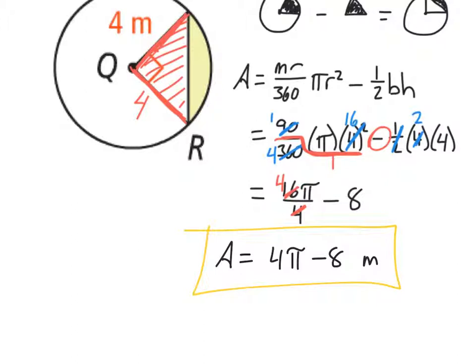I cannot take 4 minus 8 because I have to multiply by pi first. PEMDAS says multiply before you subtract. Okay? So 4 pi minus 8 is the final answer. That is the exact answer.